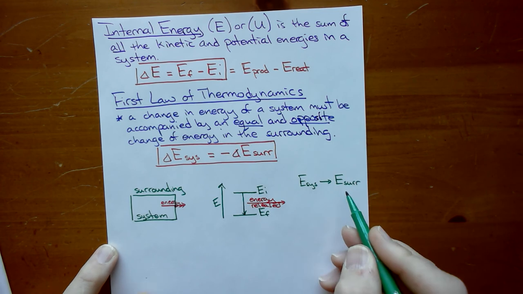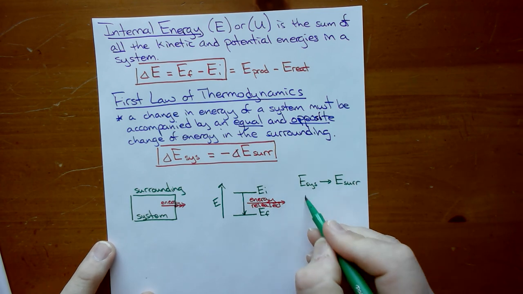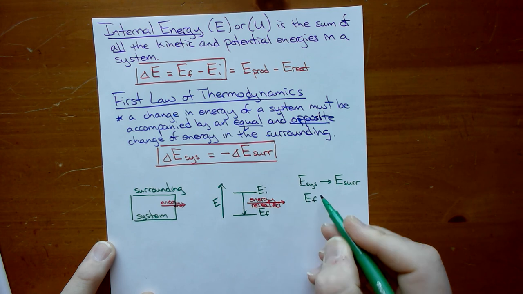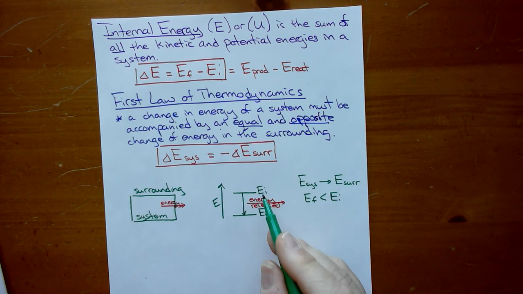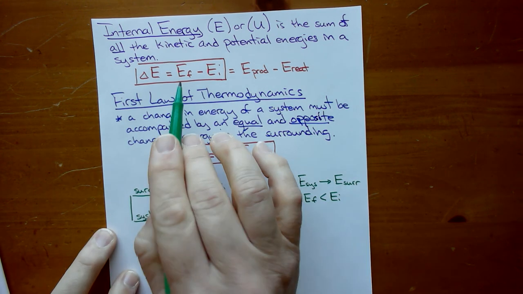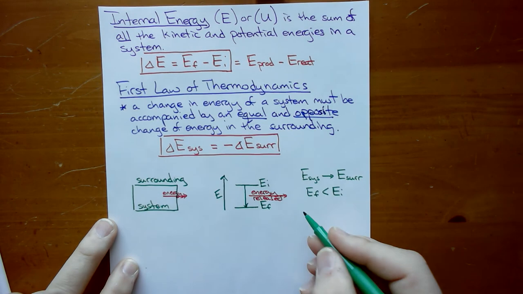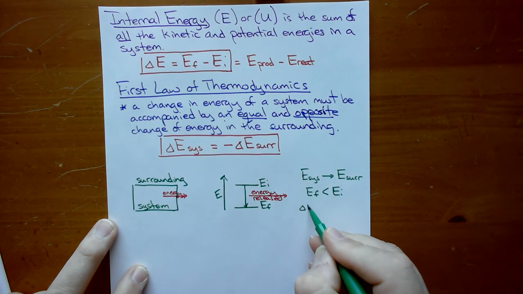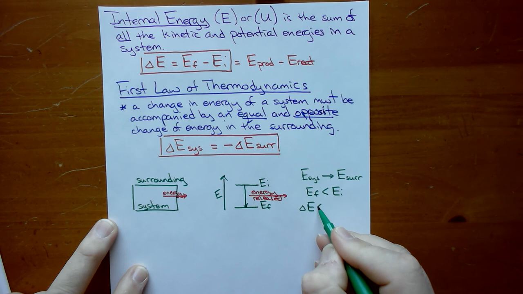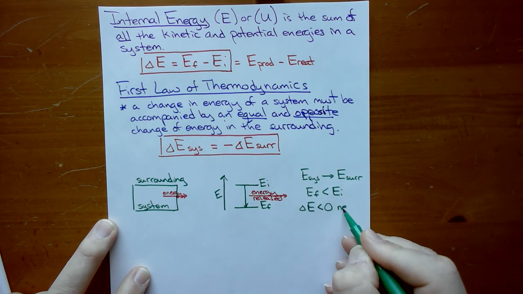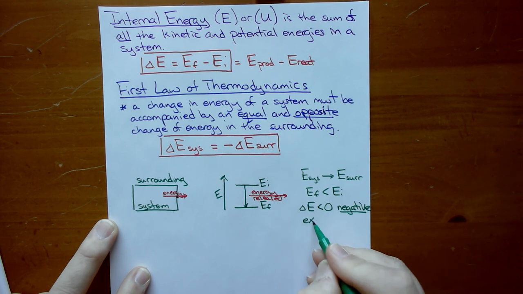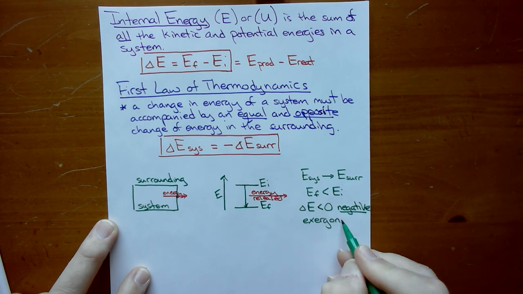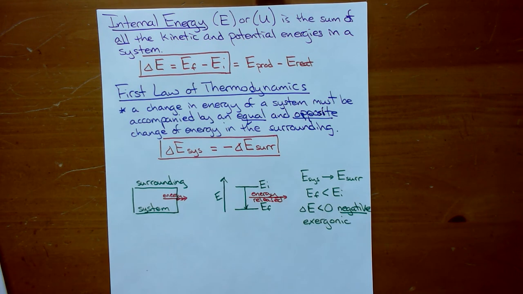Equal and opposite, okay? And in this case, the final energy is going to be less than the initial energy, okay? And so if I take final minus initial, remember this up here is final minus initial, then my delta E is going to be less than 0, which means it's negative in value, and we call that exergonic. If we're just talking about energy, it's exergonic. If we're talking about heat energy, it's going to be exothermic. And we'll get back to that in a minute.